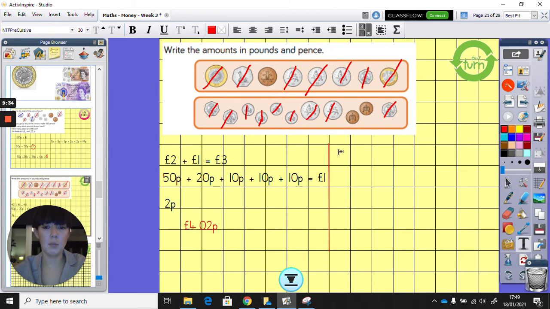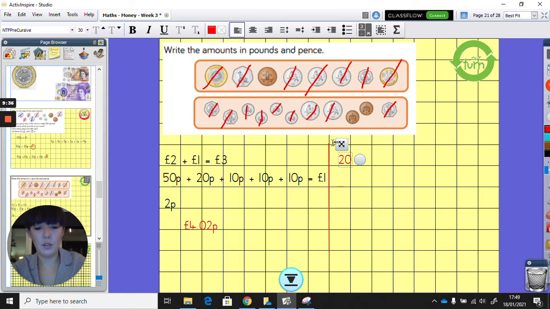And then what we need to think about is what we've got left over. Okay, so how many have we got left over? Oh, I've got my add sign. Well done. We've got 2p left over.